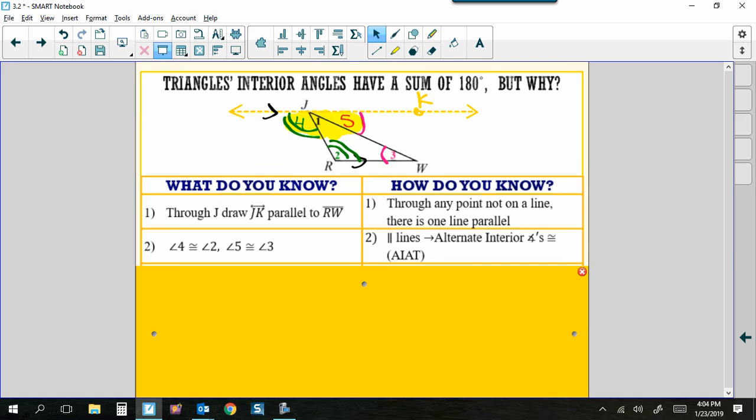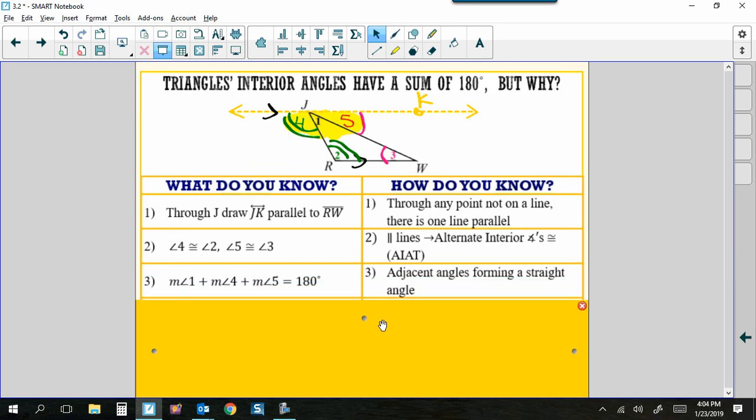What do we know straight angles add up to equal? 180 degrees. So would it be safe to say that angle 4, 1, and 5 would add together to make 180 degrees? Well, yes, because all three of them are on the same line, sharing the same vertex. So I went ahead and wrote an equation. I know that angle 1 plus angle 4 plus angle 5 is equal to 180.